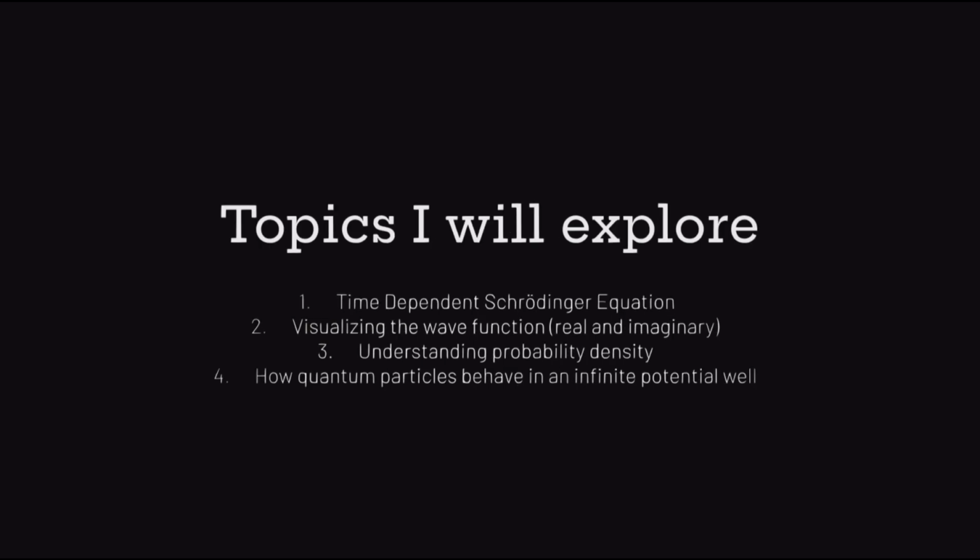These are the topics I will explore in this video. First is the time-dependent Schrödinger equation, the Newton's second law of quantum physics. Newton's second law is the universal rule that explains how objects move. Schrödinger's equation does the same but for quantum particles. Second is how we visualize the wave function, including its real and imaginary parts. We'll also explore probability density, which tells us where a particle will likely be found. Finally, I'll demonstrate how quantum particles behave inside an infinite potential well with a simulation. By the end, you'll clearly understand these concepts and how they connect to the world of quantum mechanics.